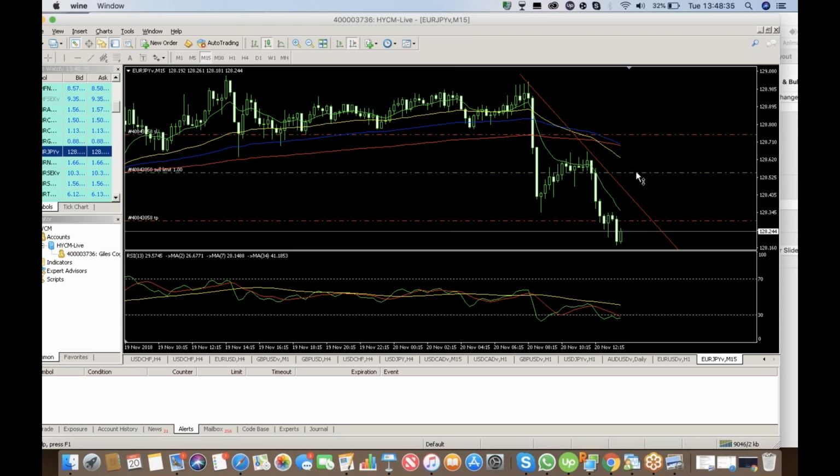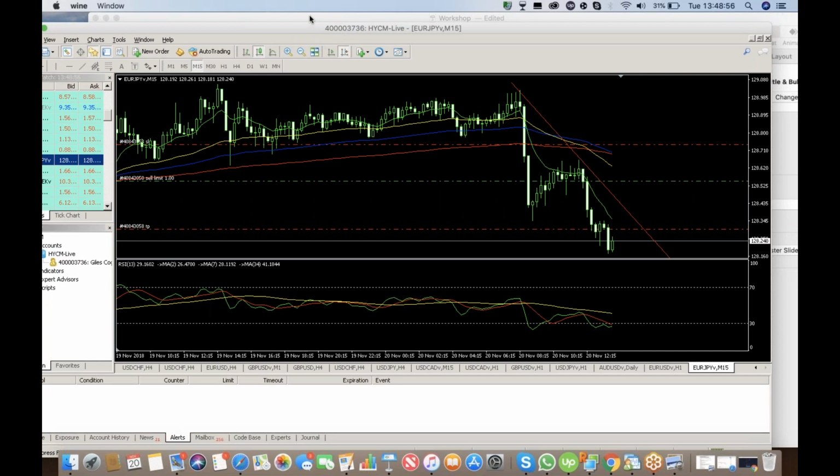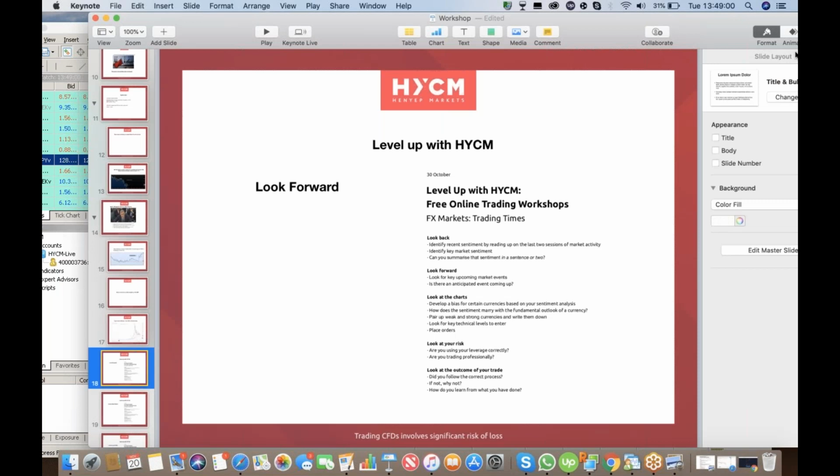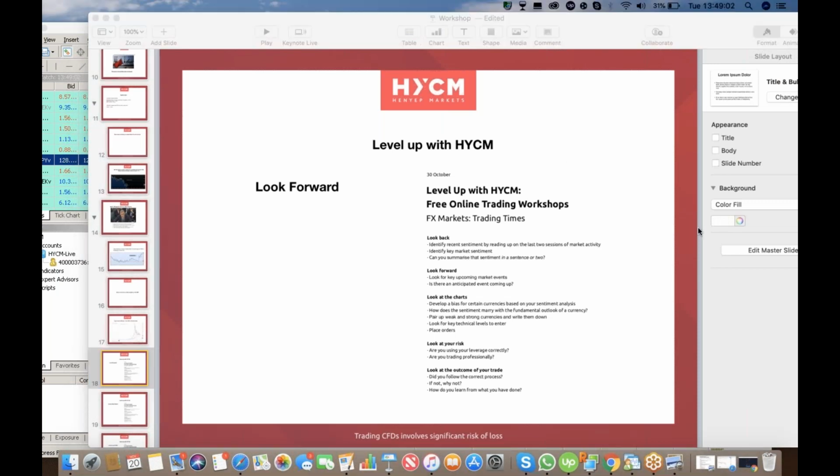So that would be a sensible place to enter. You could probably pull that down just a fraction, and then if price retraces back up to this sell limit, we'd expect there to be selling in place. Okay, so that is how you'd start to put some of that together. If you didn't want to do it like that, say for example you wanted just to set an alert, you can set an alert at 128.55 and see how price reacts at that level.